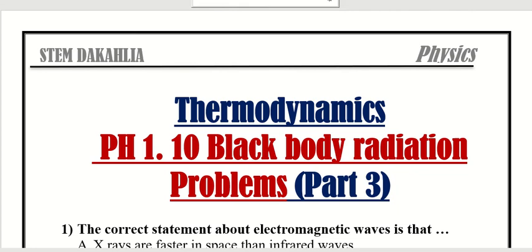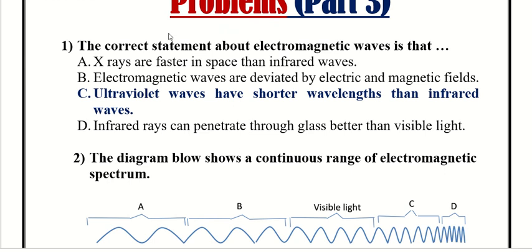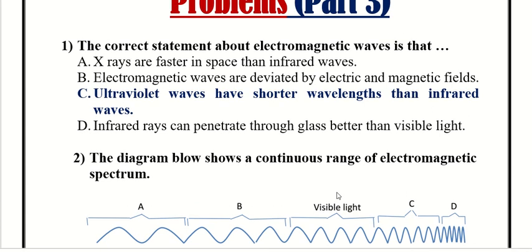Okay. Now it's time to solve blackbody radiation problems. Question number 1. The correct statement about the electromagnetic waves is that, what are the wavelength relations as represented in the electromagnetic waves spectrum? Of course, the ultraviolet waves, which are found here, have a shorter wavelength than the infrared regions. Okay, that is the correct one.